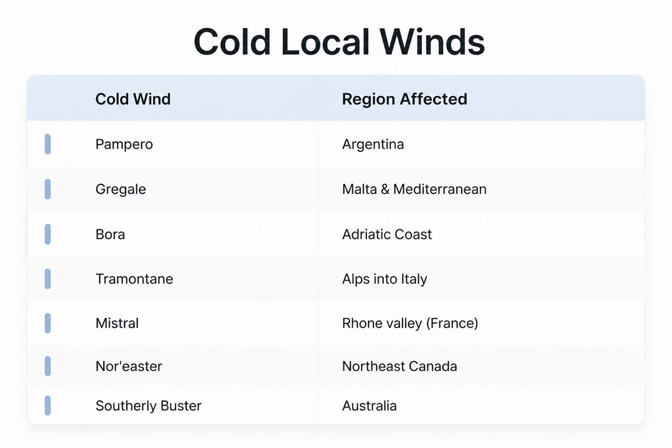Local winds are generally classified as either cold or warm. Here are some notable cold winds. The Pampero affects Argentina, while the Bora blows along the Adriatic coast. The Mistral is famous in France, and the Nor'easter brings blizzards to Canada. We also have the Tramontane in Italy and the Southerly Buster in Australia.